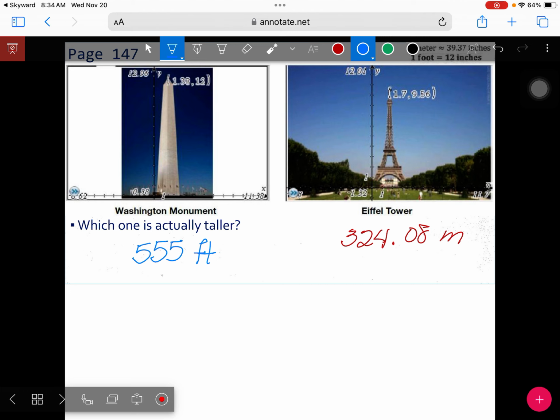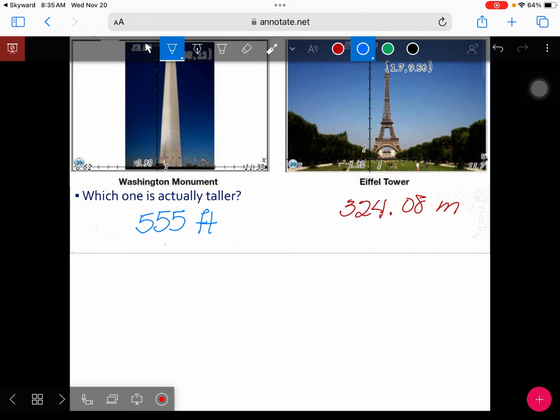Does anybody want to be bold and take a stance? Did you get that? I see some grins. Nobody wants to take a stance. Which way do we want to go? Do we want to change them so they're both feet or so they're both meters? Feet. Thank you, Donovan. All right, so we keep this one at feet. We need to change this from meters to feet.